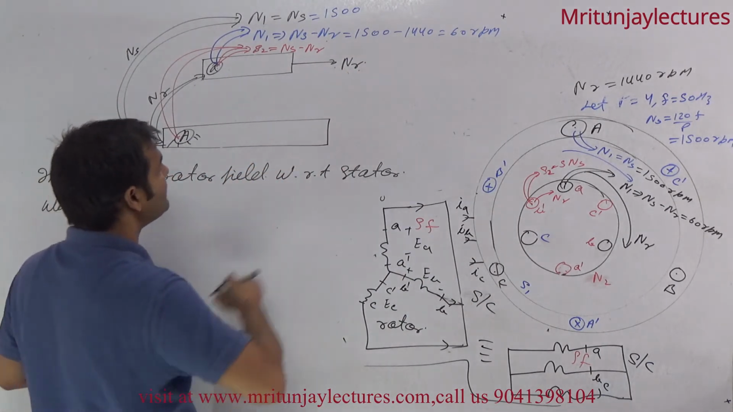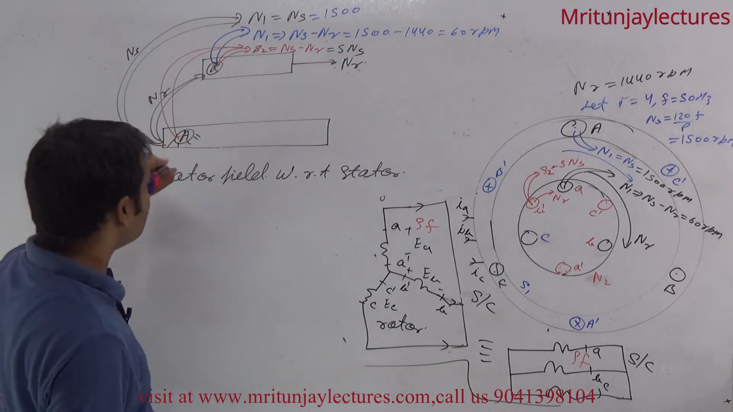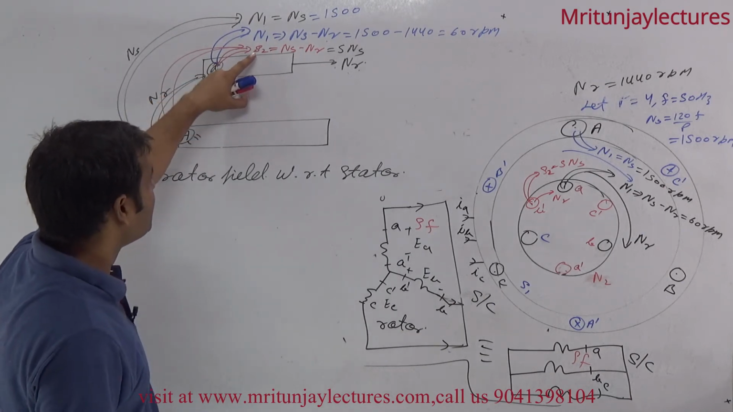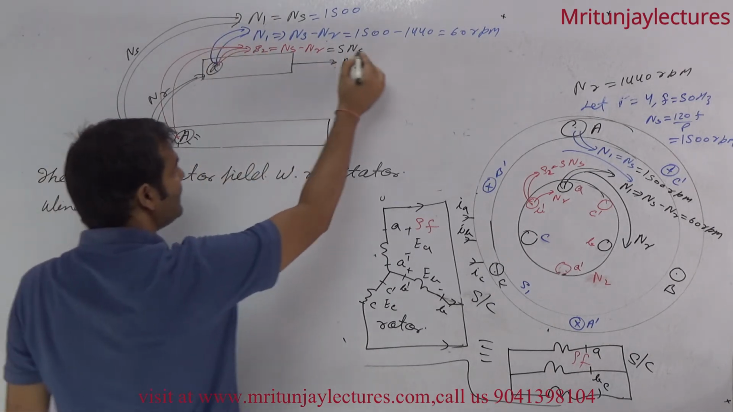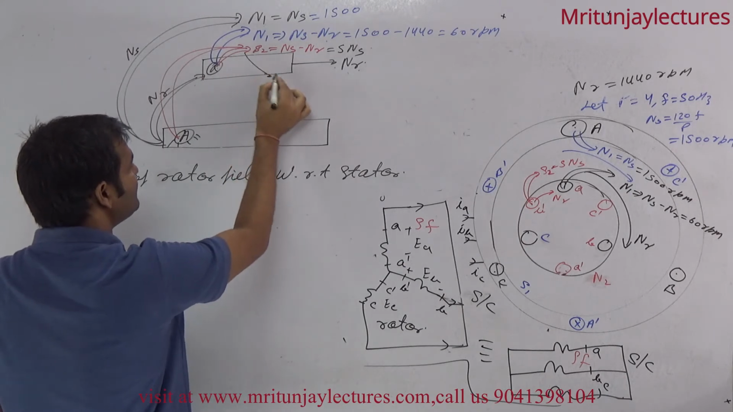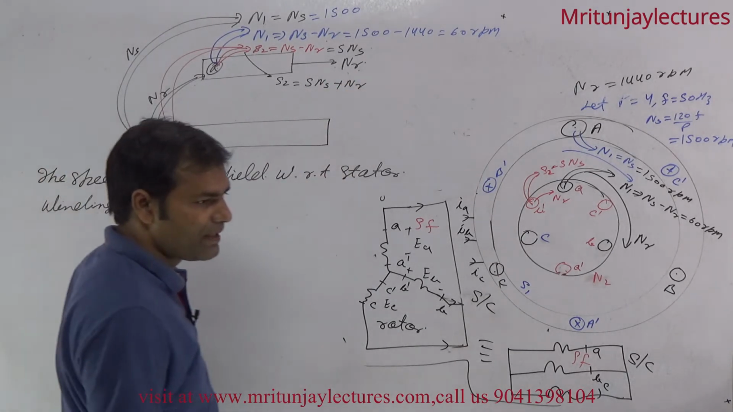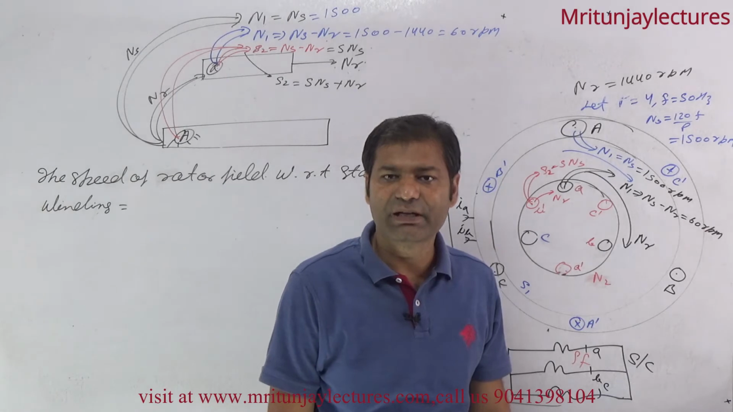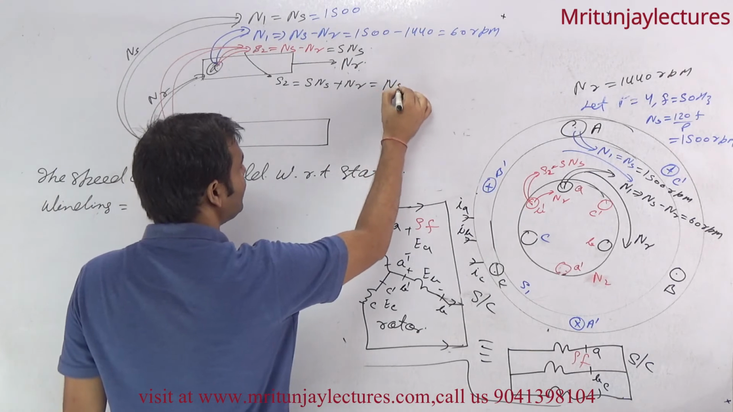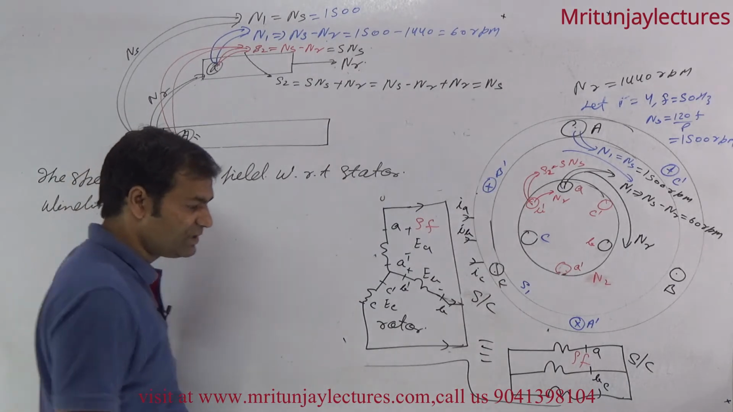Then if you sit on the stator winding and see the rotor field, what do you see? It is like SNS plus NR: the boy running with speed SNS plus NR with respect to the stator winding. Finally, NS minus NR plus NR, actually it is rotating with speed NS. Clear?